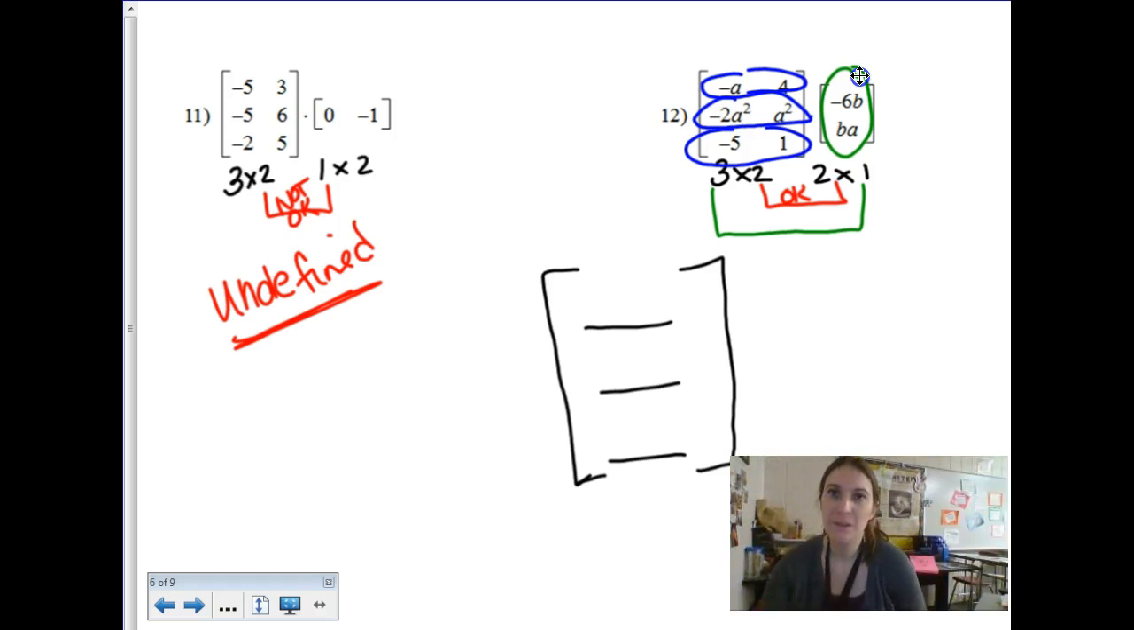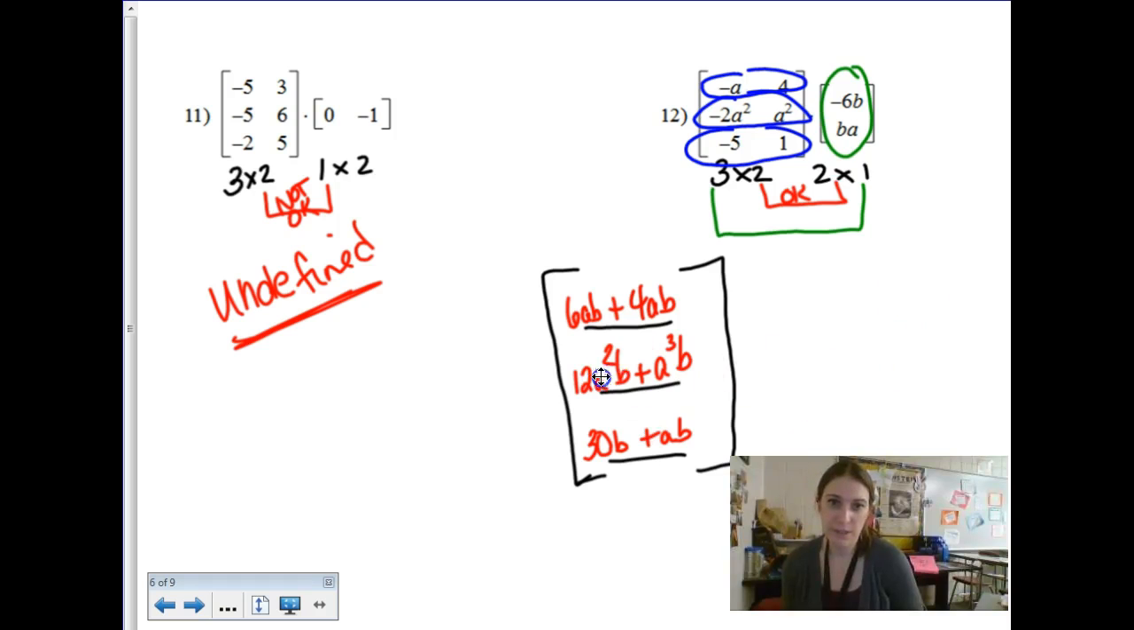Alright, let's do this. So we have negative a times 6b is positive 6ab plus 4 times ba is 4ab. We will simplify that in a second. Alright, keep going. Negative 2a times negative 6b is positive 12. Oh, sorry, a squared. So 12a squared b plus a squared times ba would be a to the third times b. Alright, last row, same column. Negative 5 times negative 6b is 30b. And then 1 times ba is plus ab.